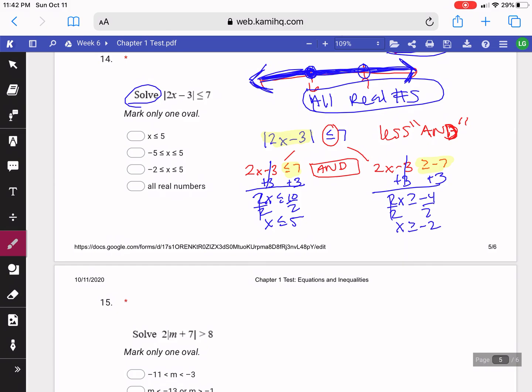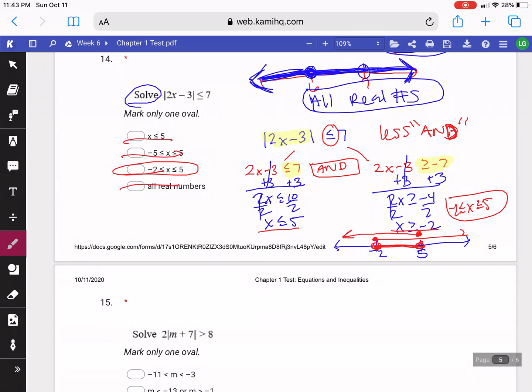Once you get your two answers, remember you want to do a number line to make sure it's not a special case. So I have -2 and 5. And since this is an AND one, you want to graph them separately and see where they intersect. So x less than or equal to 5 would be shaded to the left, and greater than or equal to -2 would be shaded to the right. So they intersect between -2 and 5. So when you put your answers together, it would be -2 less than or equal to x less than or equal to 5.